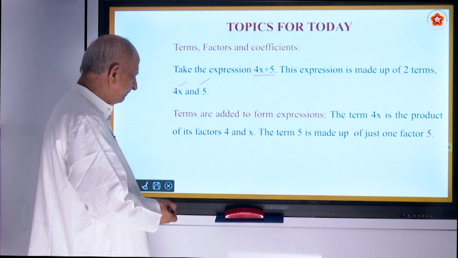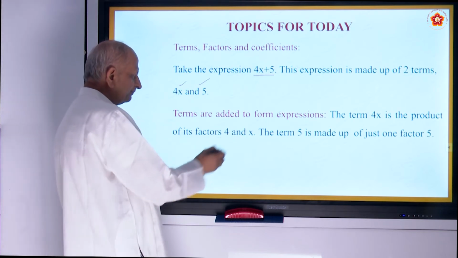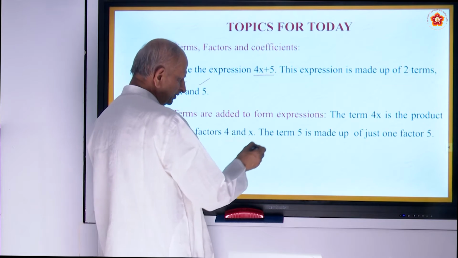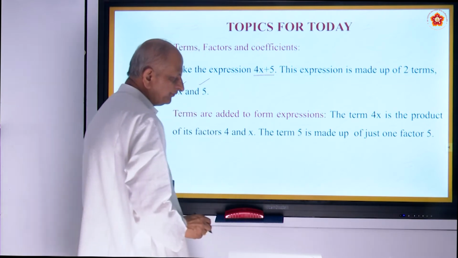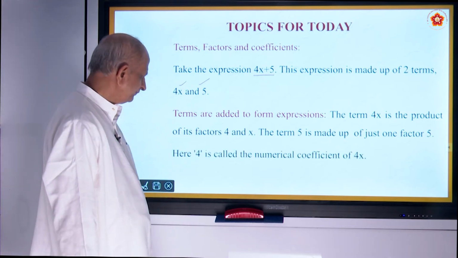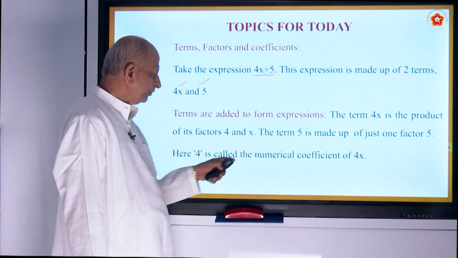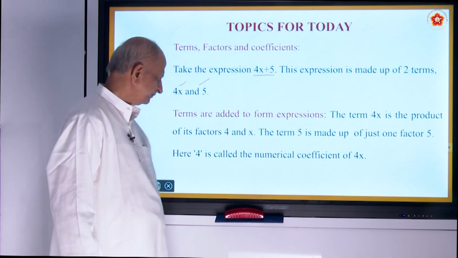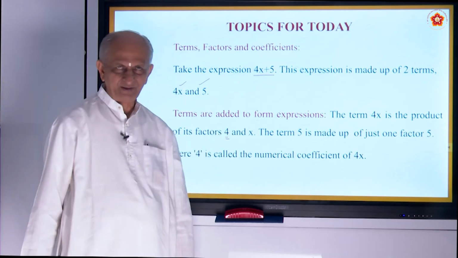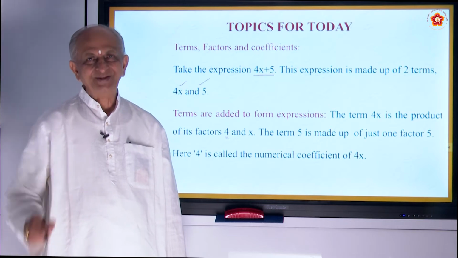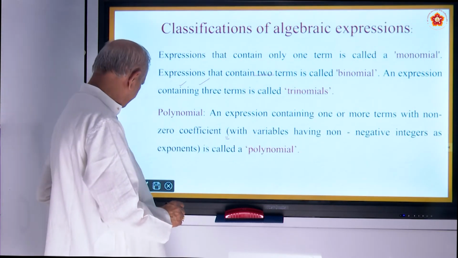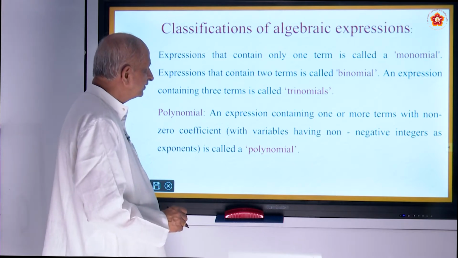The term 4x is a product of its factors 4 and x. So 4x can be got by multiplying 4 and x. The term 5 is made up of just one factor, 5. Five ones are 5. Correct? So here 4 is called the numerical coefficient of 4x. What do you mean by numerical? It means number. So that is what you see there. Now we will see some more things about this.